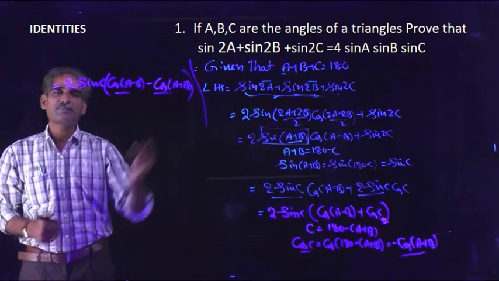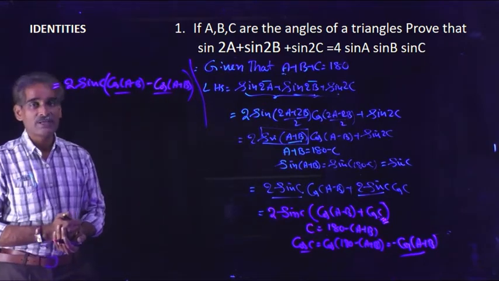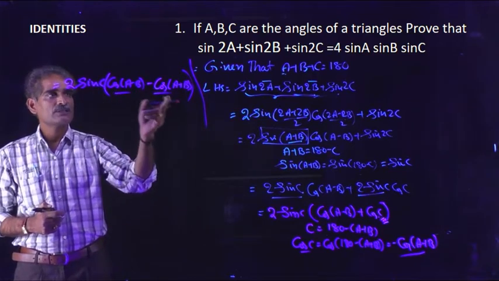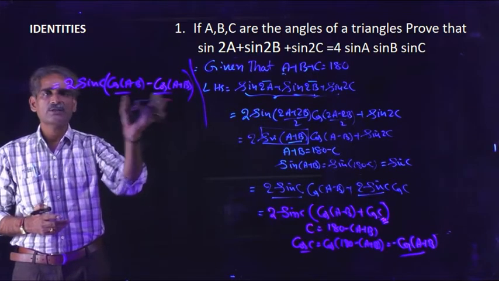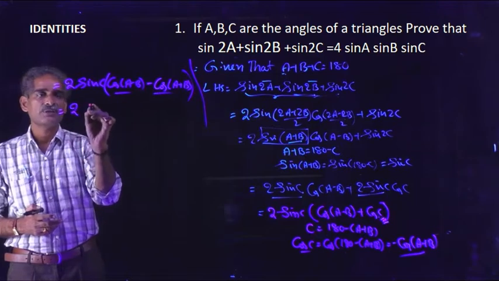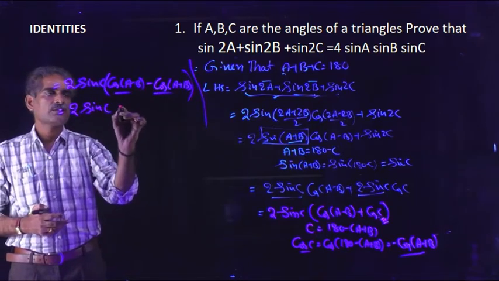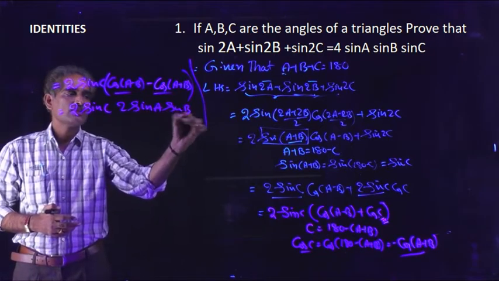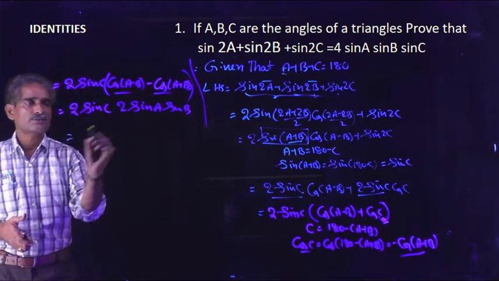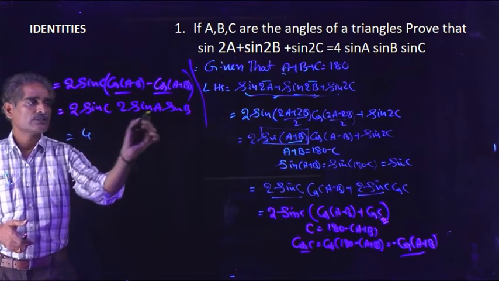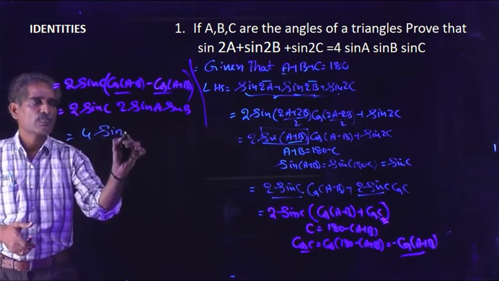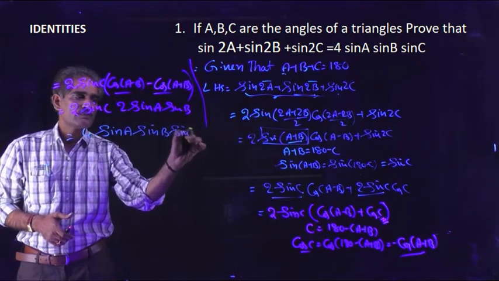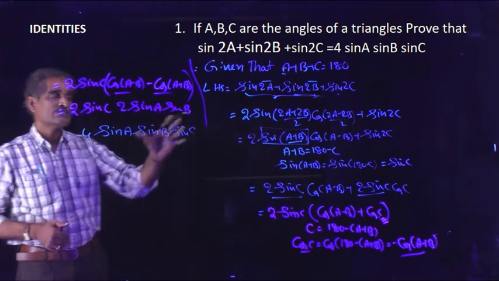Cos (A minus B) minus cos (A plus B) is 2 sin A sin B. Cos (A plus B) minus cos (A minus B) is minus 2 sin A sin B. Here they are reversed, so we get 2 sin A sin B. And 2 sin C is there, so it is equal to 2 into 2, 4 sin A sin B sin C. This is called an identity.